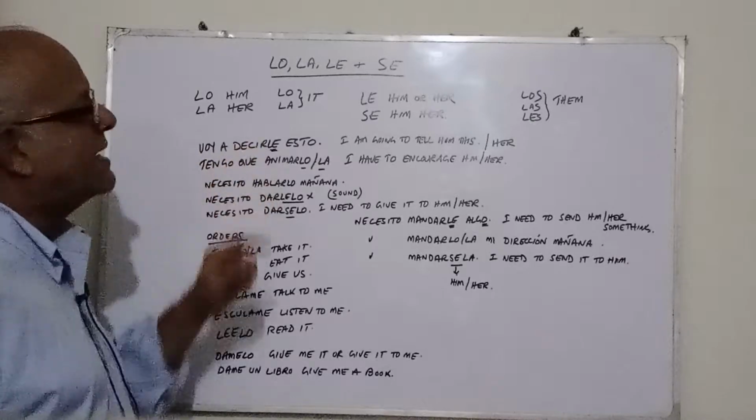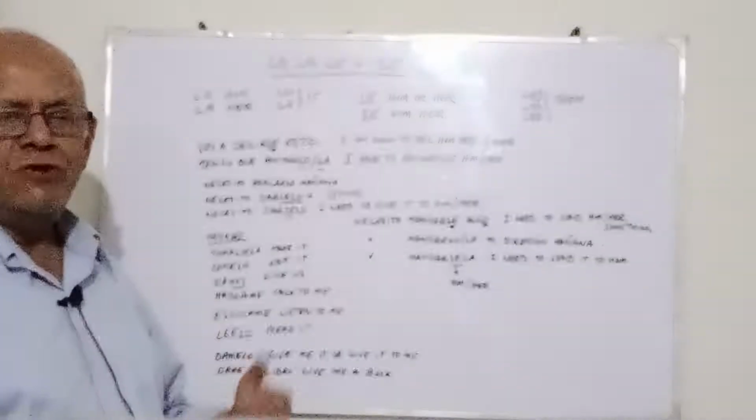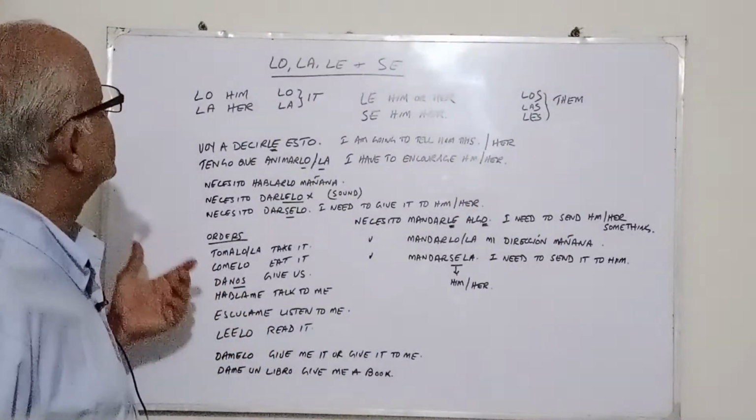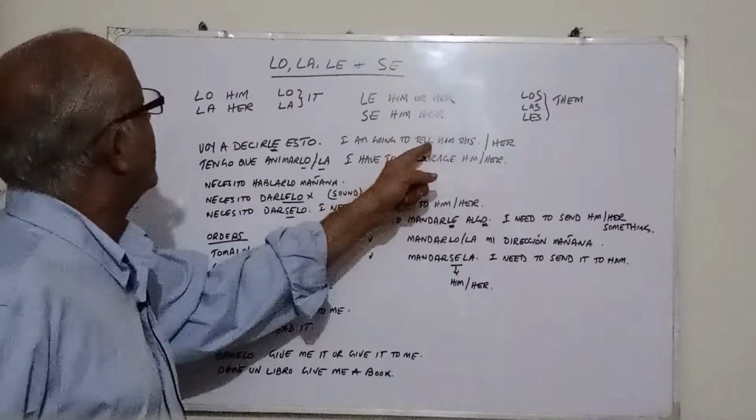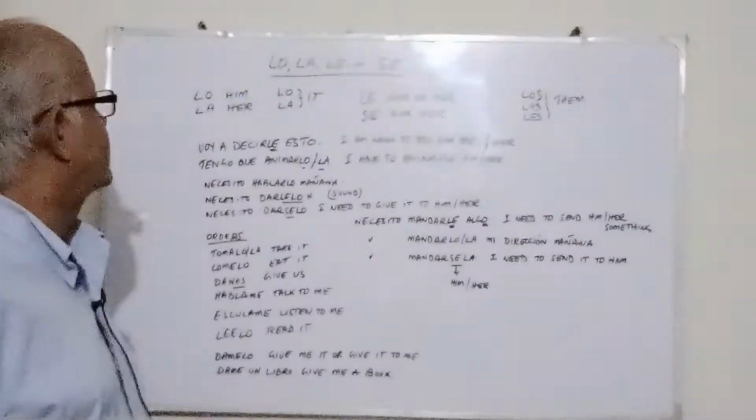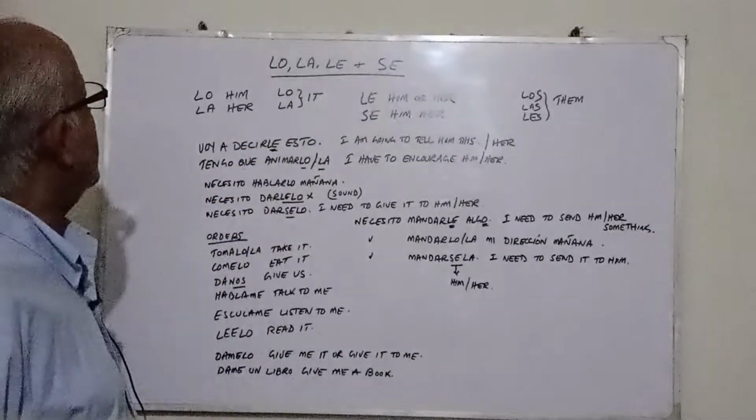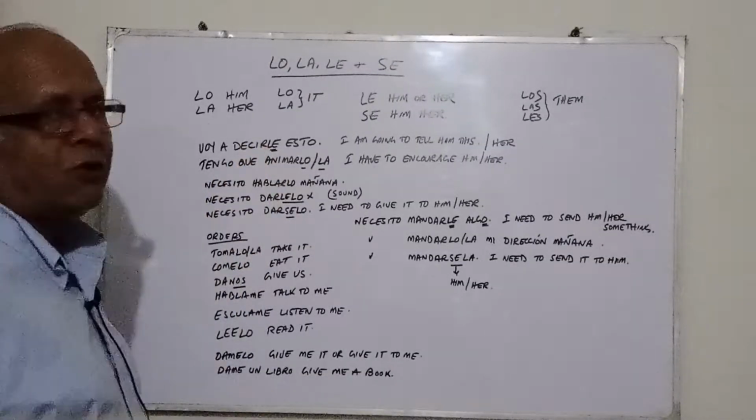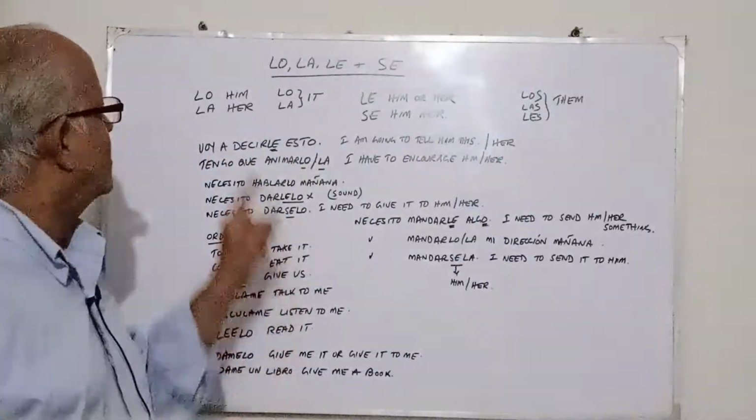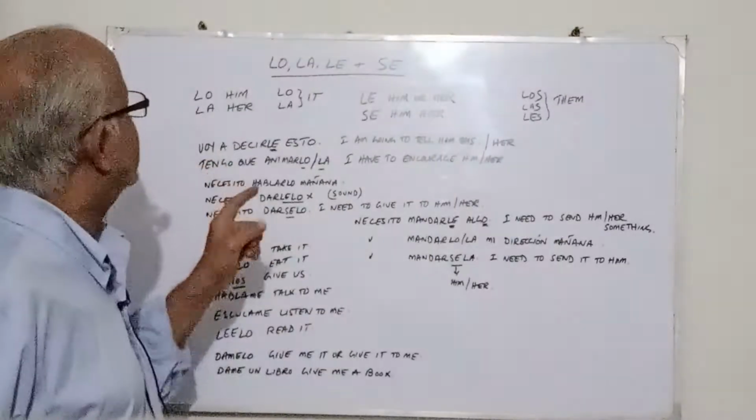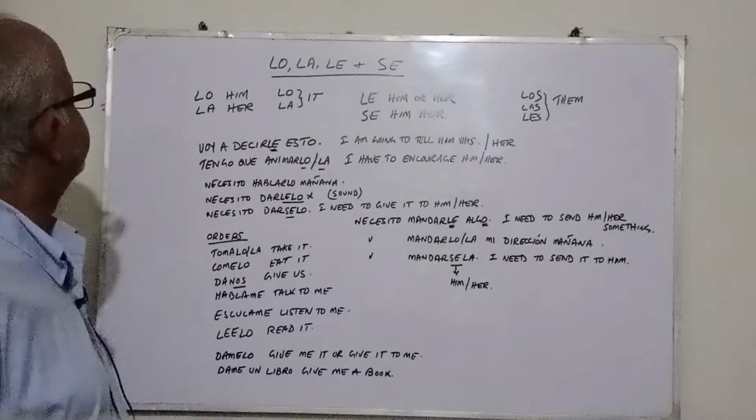Voy a decirle esto. Voy a decir is the going to formation: I'm going to tell, I'm going to say. So voy a decirle esto: I'm going to tell him this or I'm going to tell her this. Now why have we used le here and not lo? We have used le and not lo because the sentence is completed with an esto. So it doesn't sound correct to say voy a decir lo esto. That is why we use le here.